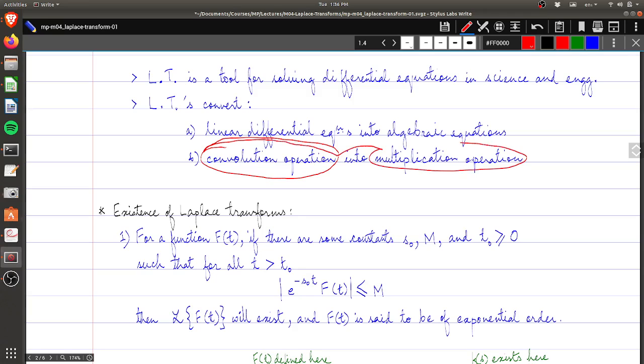Convolution is not easy. Mathematically it's very challenging, a very challenging operation. But using the Laplace transform, you can easily convert a convolution operation into a simple multiplication operation. So these are some of the uses of the Laplace transforms.